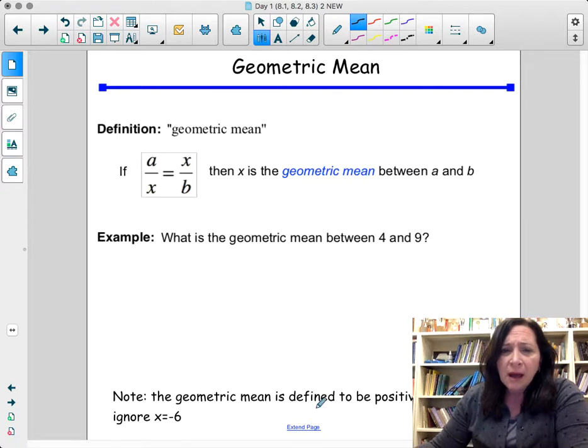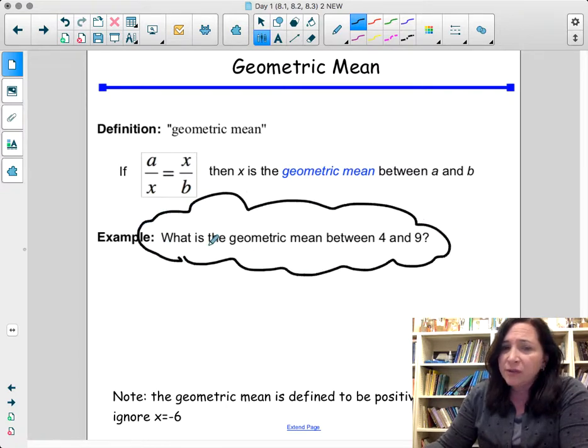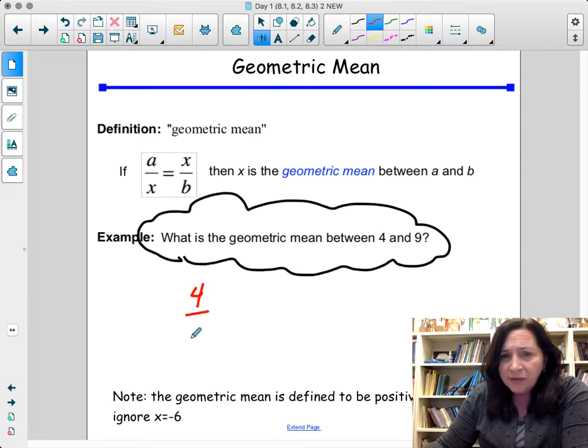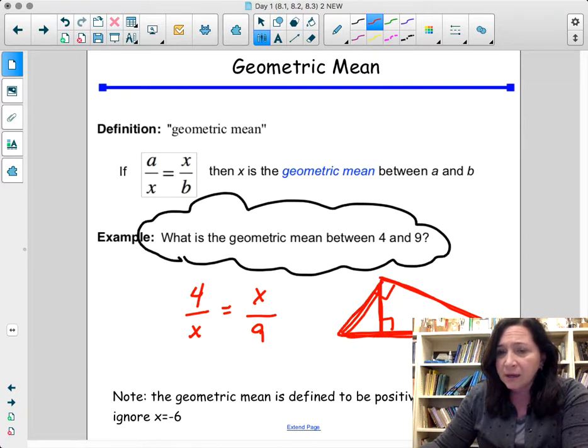So again, what is the geometric mean? It's going to be a is to x as x is to b. And your a and b are sides of your similar triangles. So one of the questions immediately is going to be asked to you: what is a geometric mean between 4 and 9? So you're going to say 4 is to, I don't know, x as x is to 9. And again, this is coming from your right triangle. Right there, right here, and you've got this triangle here, similar to this right side here, that triangle here, similar to the big triangle.